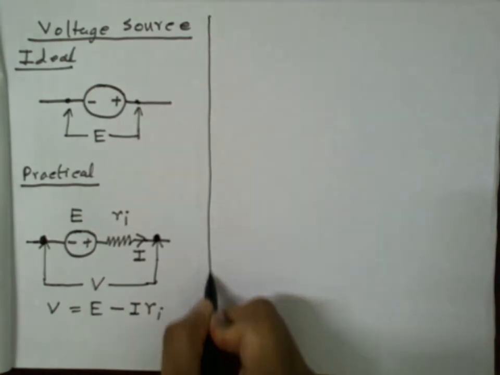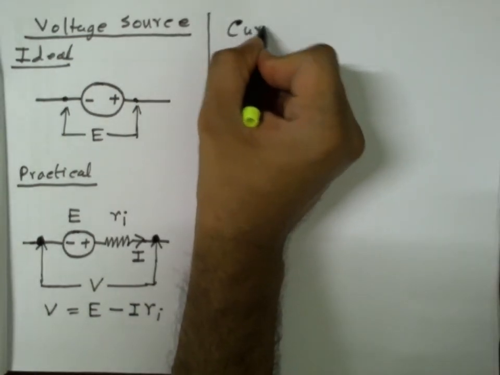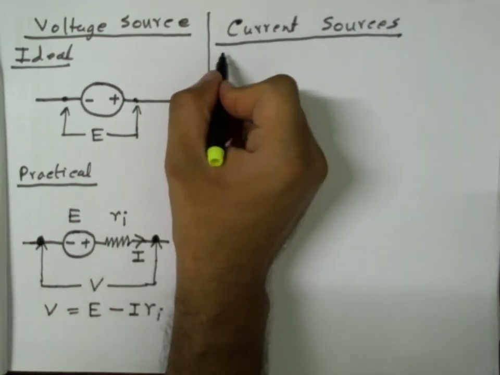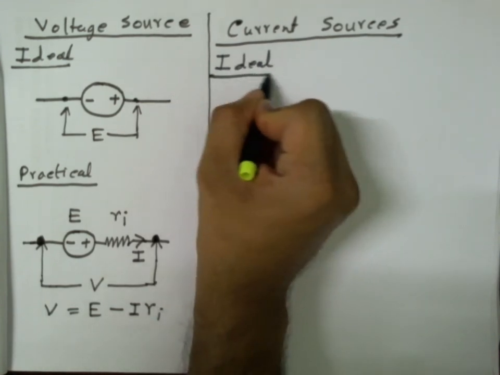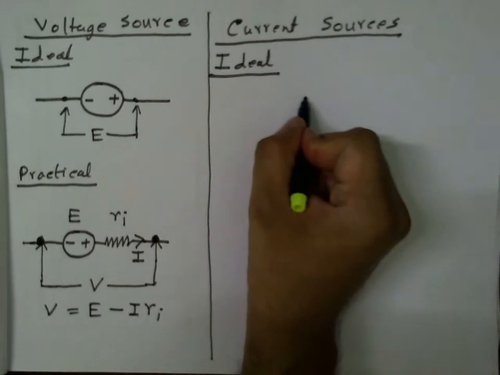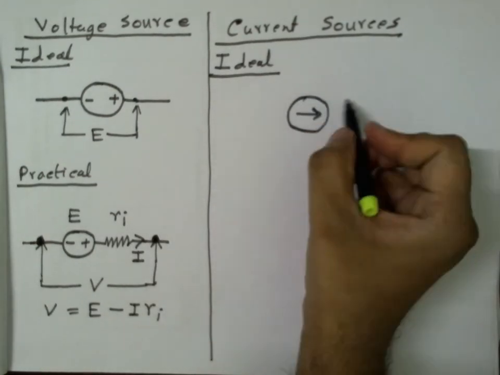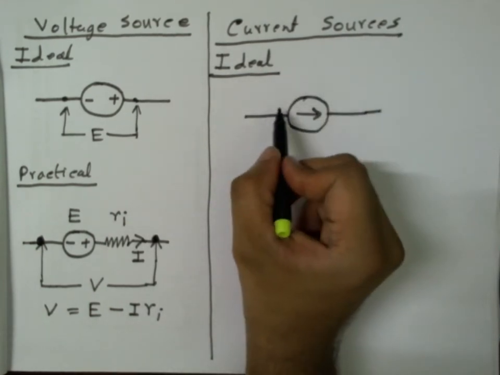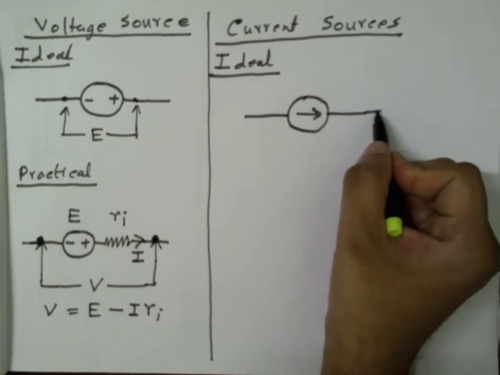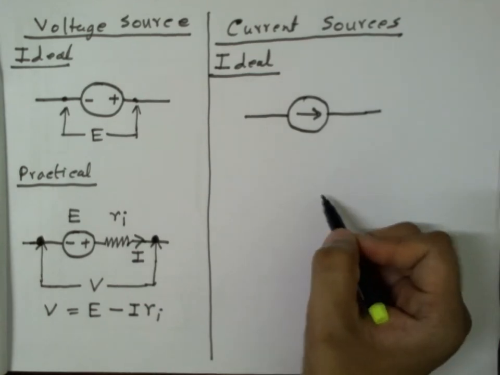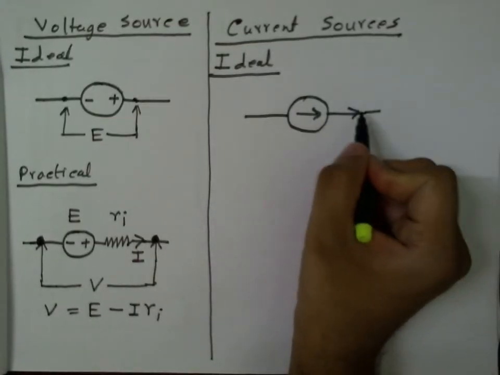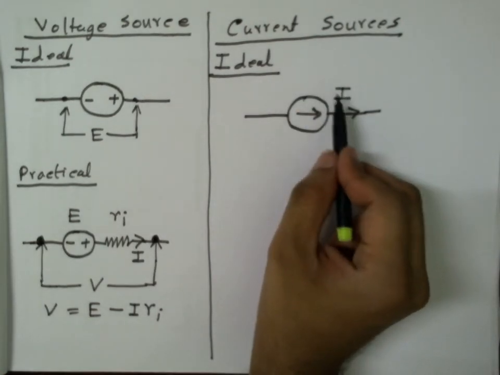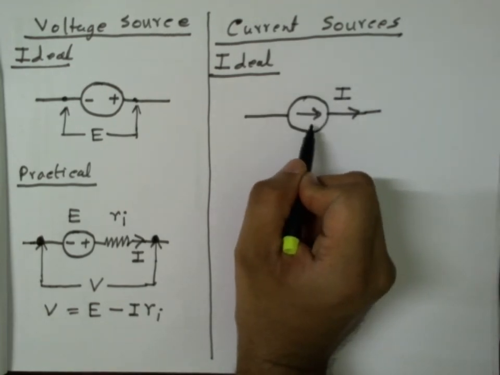Now let's consider current sources. Let's start again with an ideal one. An ideal current source is a circuit element which has a constant current value, or which passes a constant amount of current through it, no matter whatever is the resistance of the external circuit or whatever happens in the external world. The current through this ideal current source is always constant, and this constant value is a characteristic of this ideal current source.